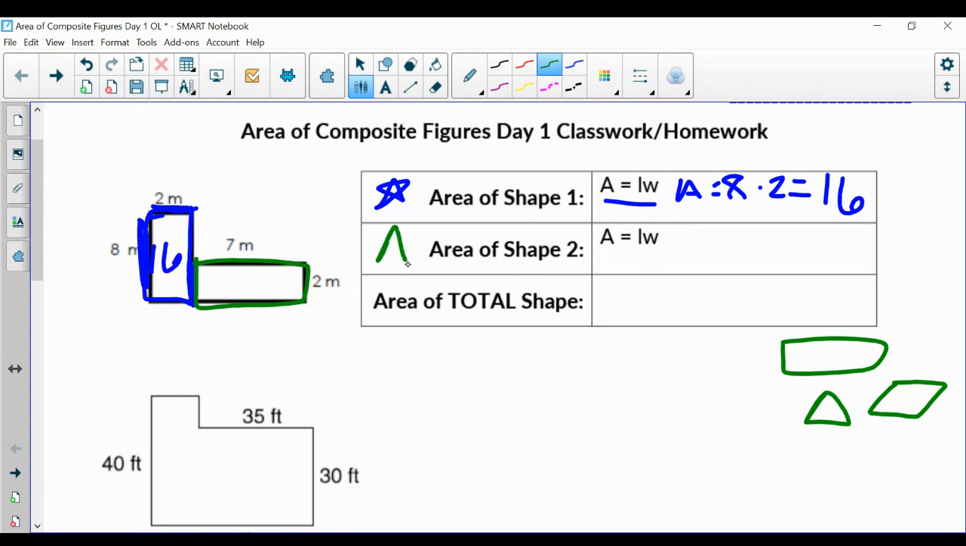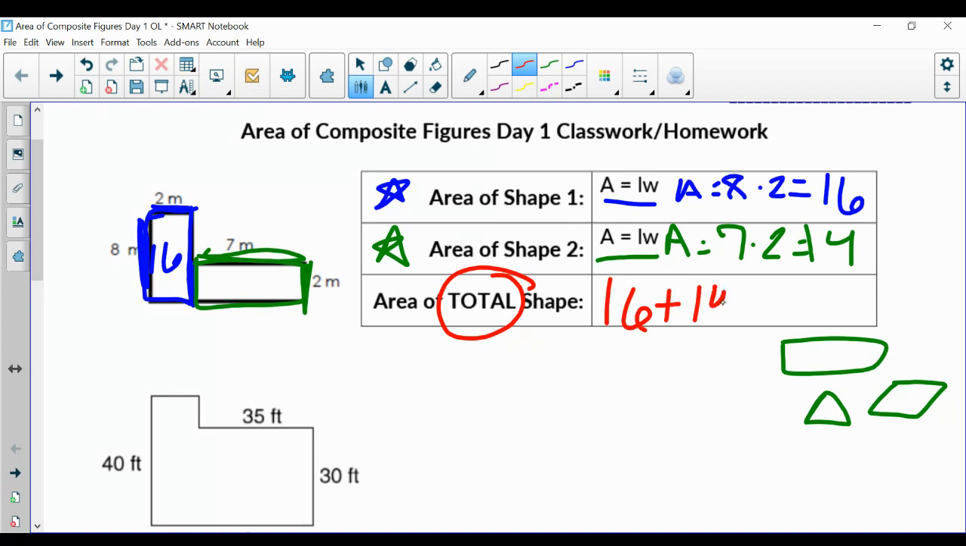And if I look at my green shape, once again, it's a rectangle, and I know that that formula is A equals length times width. I'm looking for my area, but I know that my length is 7 and my width is 2. So 7 times 2 is 14. Now, in order to get your total area, you then just have to add the two together. So we'll do 16 plus 14, which gives us a final answer of 30 what? Meters squared. Very good. Remember, you have to include your units, and you have to include that little tiny squared at the very end. So our final answer is 30 meters squared.